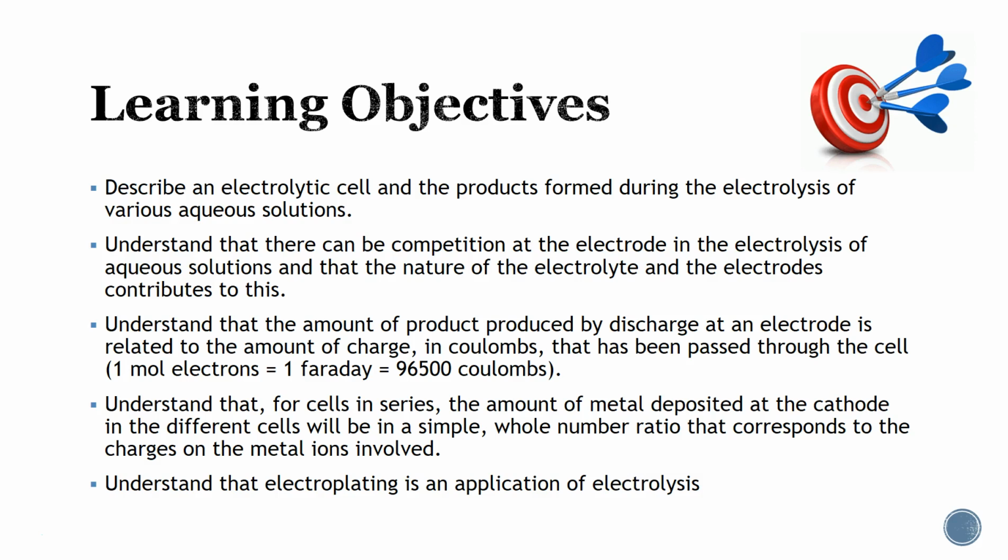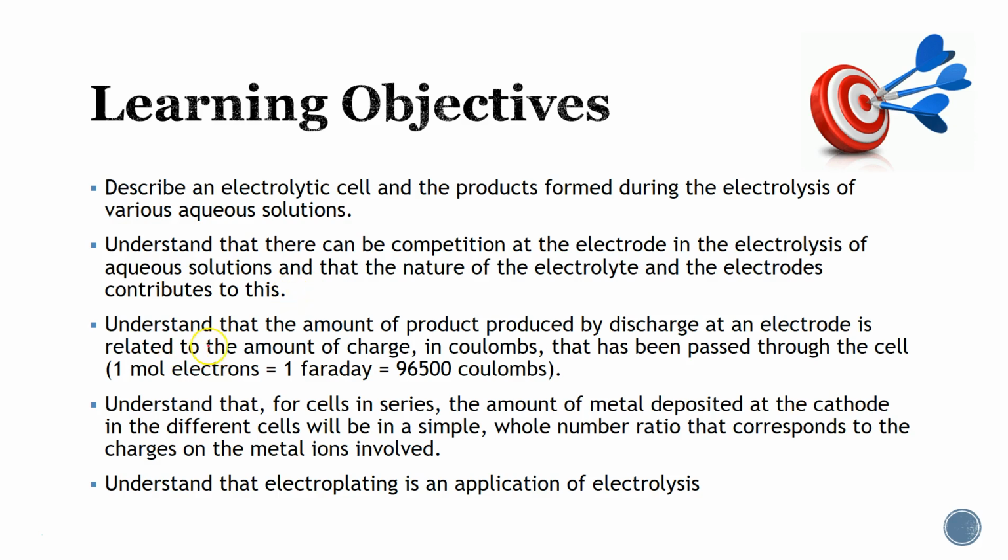So let's have a quick look at our learning objectives. We need to be able to describe an electrolytic cell and the products formed during the electrolysis of various aqueous solutions, which we have already covered, and hopefully you've watched that video. We need to understand that there can be competition at the electrode, which is something that we're just adding in a little bit more here for HL, and that competition depends on the electrolyte, the electrodes, and the other situations in our cell.